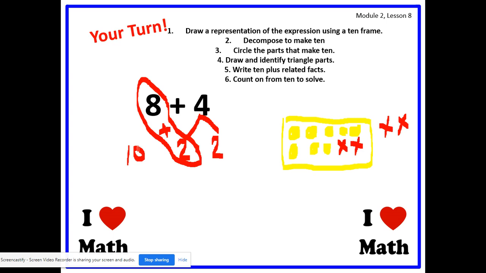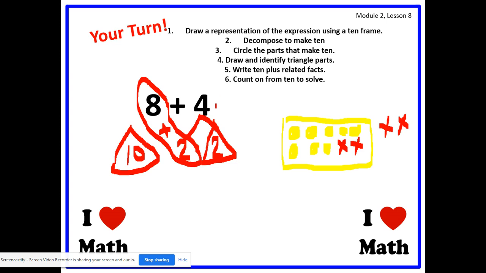Yes. So we write a 10. Now we draw and identify triangle parts. So our triangle parts are 10 and our other leftover part, 2. Go ahead and press pause if you need more time to catch up. Press play when you're ready.